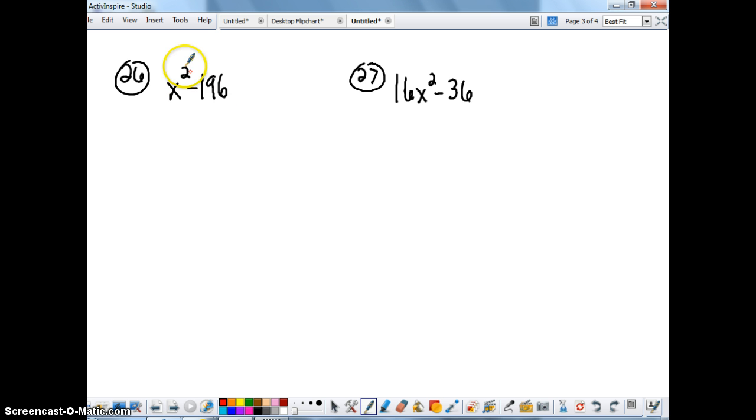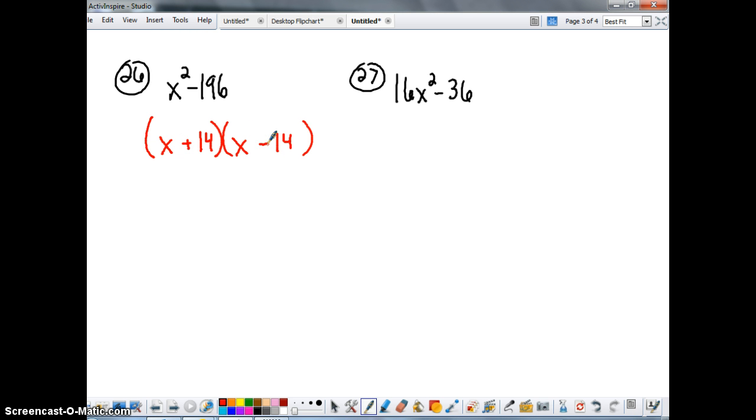So when I look at this, I notice that it is a squared, I notice that it is a minus 196, although it's not a perfect square that we use a lot, is actually a perfect square. It's going to be 14. So 14 times 14 gives me that 196. And it's a plus 14 and a minus 14.